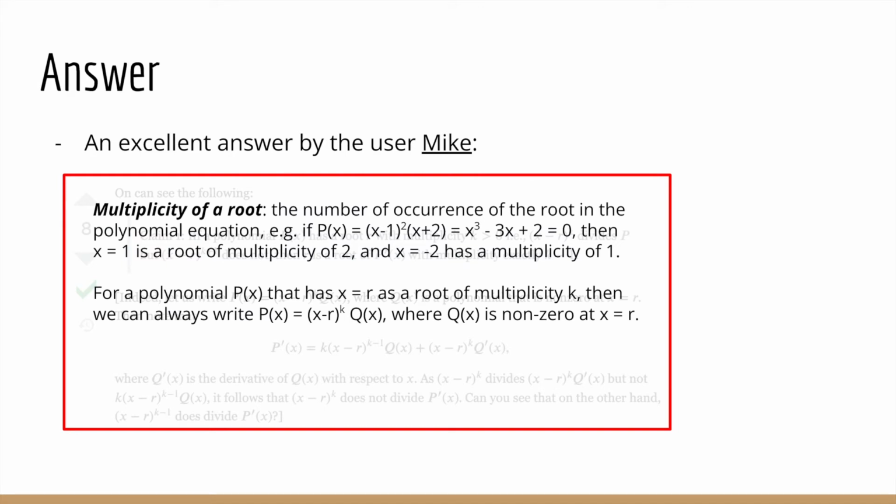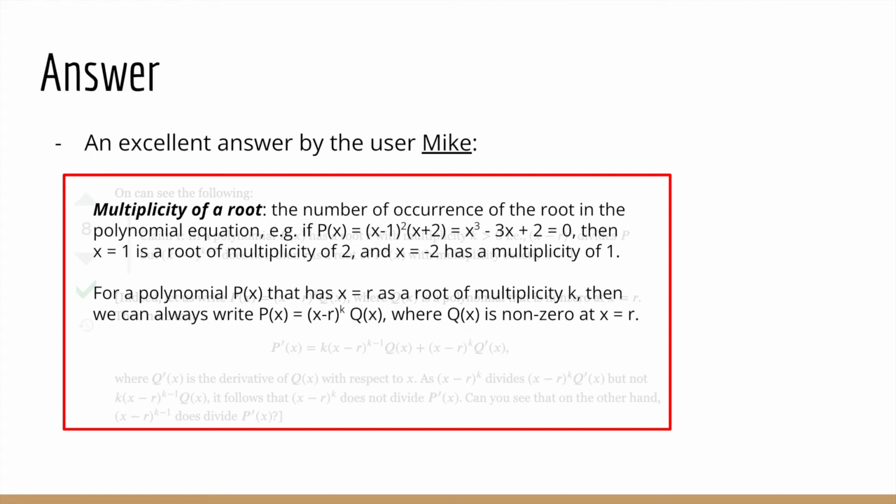The multiplicity of a root is defined as the number of occurrences of the root in the polynomial equation. For example, if p(x) is (x minus 1) squared times (x plus 2), equal to x cubed minus 3x plus 2 equal to 0, then x equal to 1 is a root of multiplicity 2, and x equal to -2 has a multiplicity of 1.